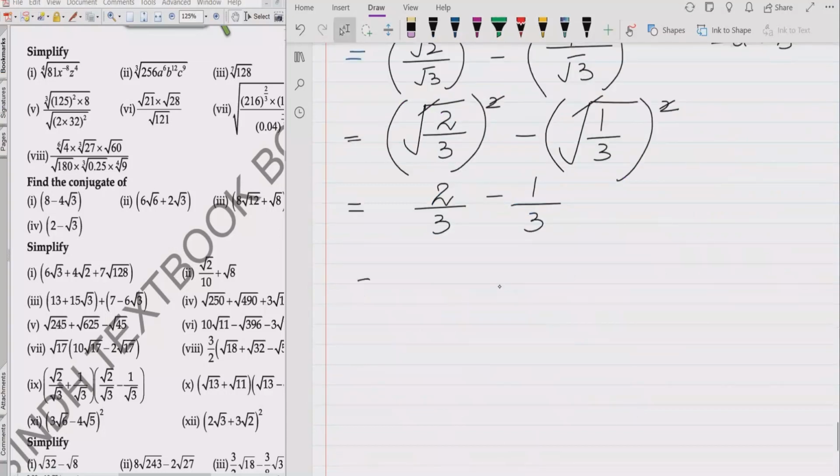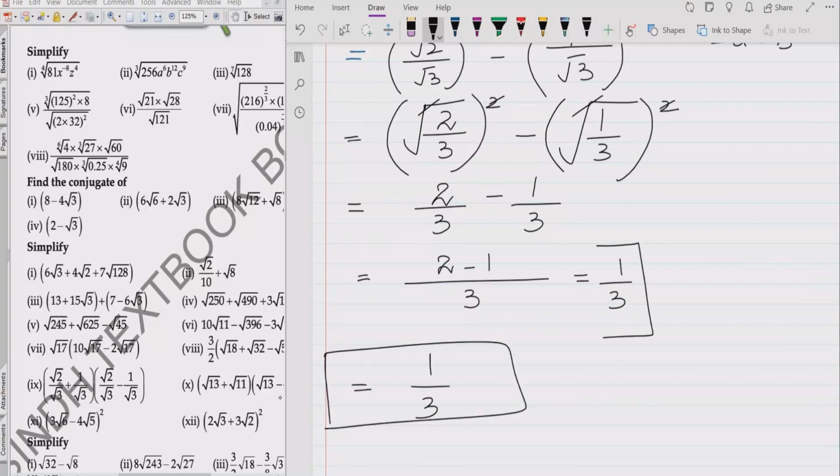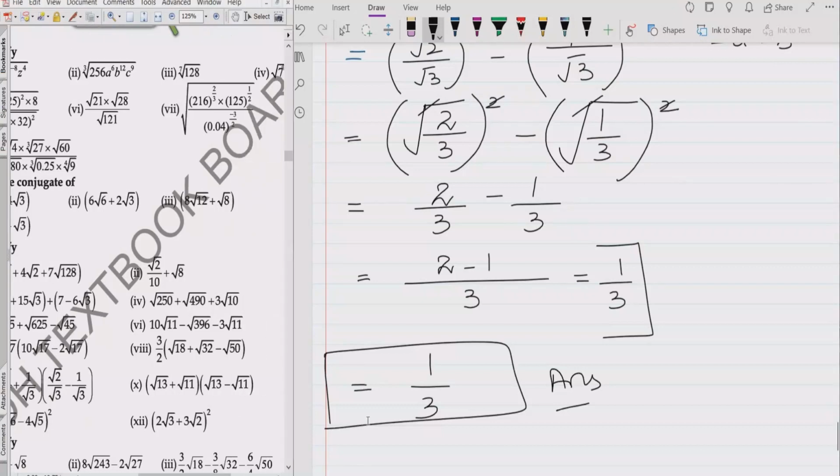And now we can take the LCM. 3 is common here. 2 minus 1 is 1 upon 3. So the answer is 1 upon 3, right? So this is the answer of this question. And now we will follow question number 10.